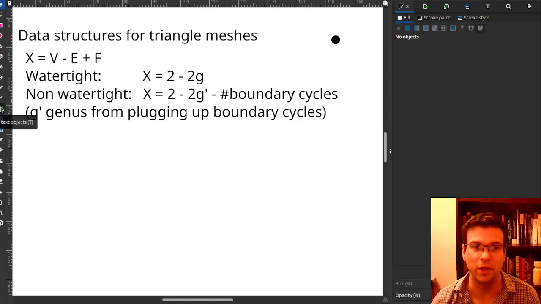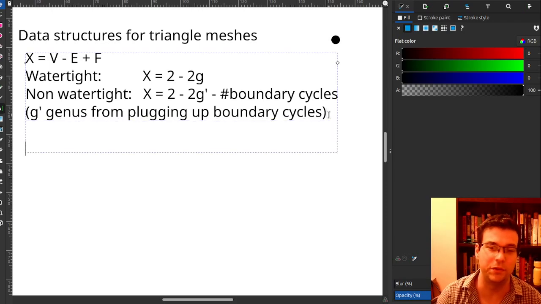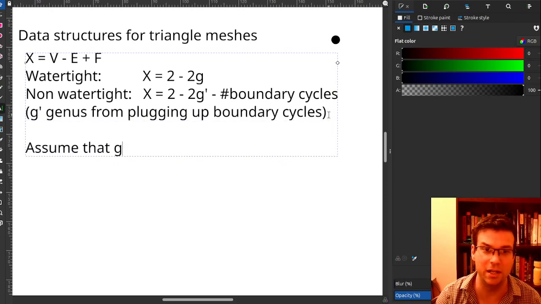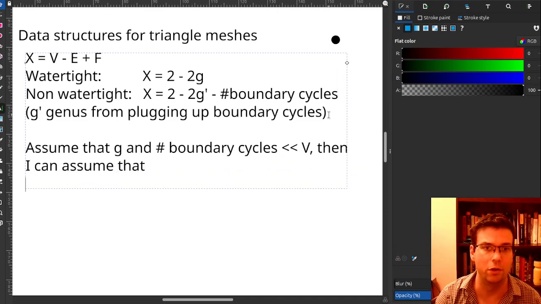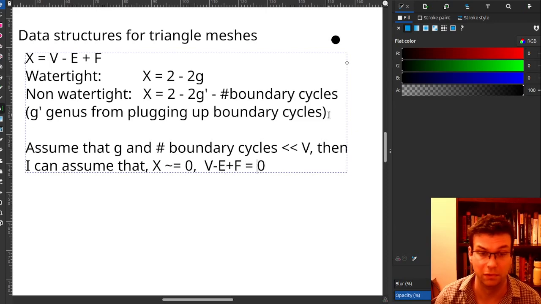Why did I just talk about all this? Well, if I assume that G and the number of boundary cycles are both much less than the number of vertices, then I can assume that the Euler characteristic is about 0. So x is about equal to 0, which implies that v minus e plus f is approximately equal to 0.